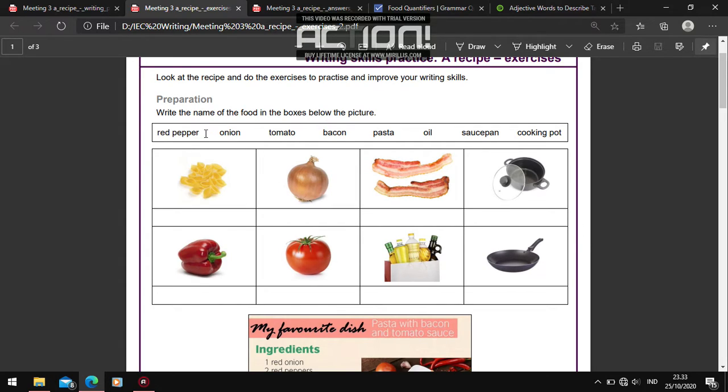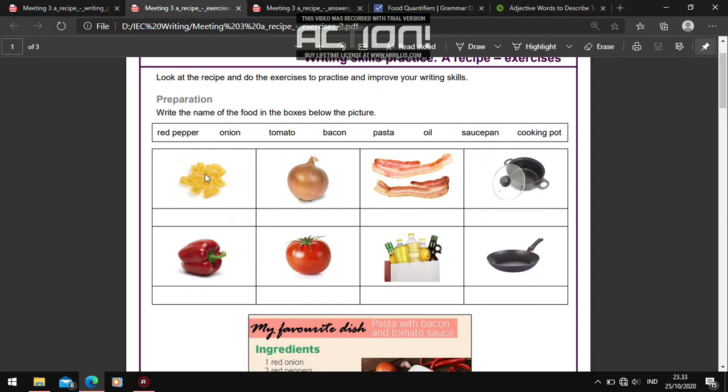Okay, let's start from the first one. Red pepper. What is red pepper? Which one? Yeah, red pepper is this one. And then onion. Okay, this one will be onion. And then tomato. This one is the tomato. Bacon. This one is the bacon. Pasta. Okay, this one is pasta.